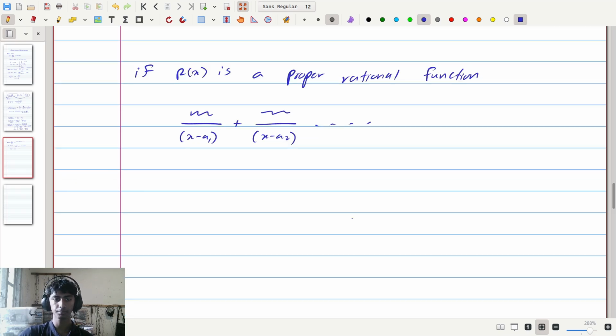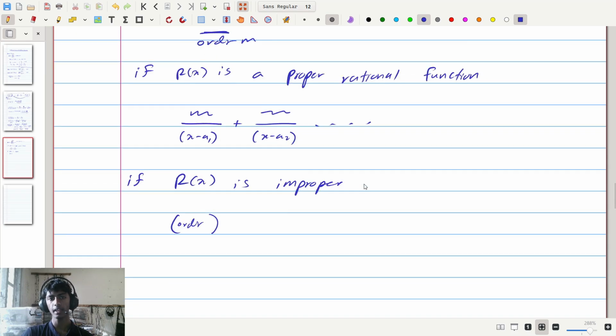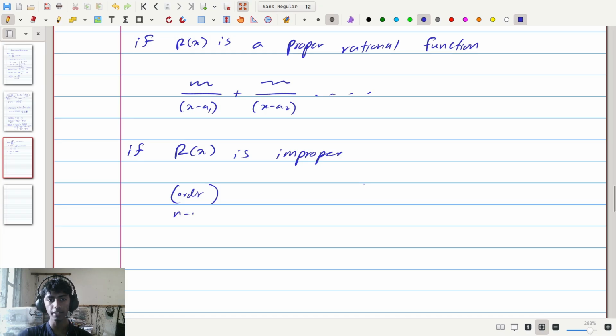However, if Rx is improper, what this means is that there's a constant or polynomial part that we can put outside of each of these fractions, and that means that we have some polynomial. If the numerator is order n and the denominator polynomial is order m, then recall that the polynomial whole part will be of order n minus m. So here there's an order n minus m polynomial, and then plus something divided by x minus a1, something divided by x minus a2, plus all the way down.